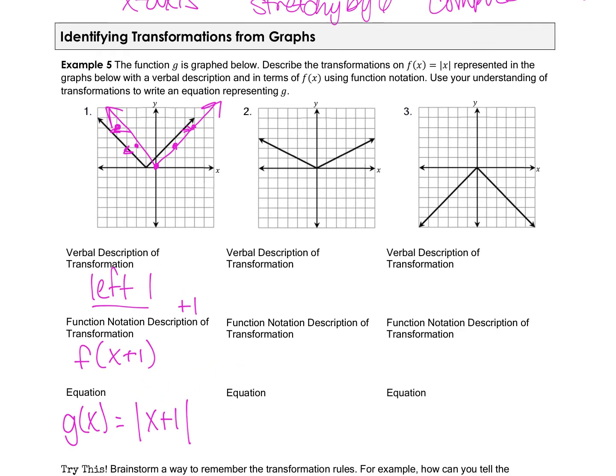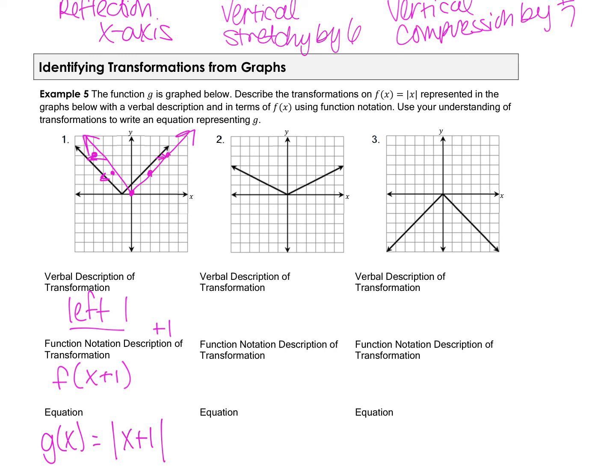Okay, so now let's look at the next one. Again, it might be helpful if you plot your points. 1, 2, 3, 4, 1, 2, 3, 4. So that way you can kind of compare it to your parent function. Okay, so notice that we do not have a vertical or horizontal shift. So it's not going left or right, up and down, because the point of the V is still at the origin. So that looks like we're either going to have a stretch or a compression. So we need to check that out.